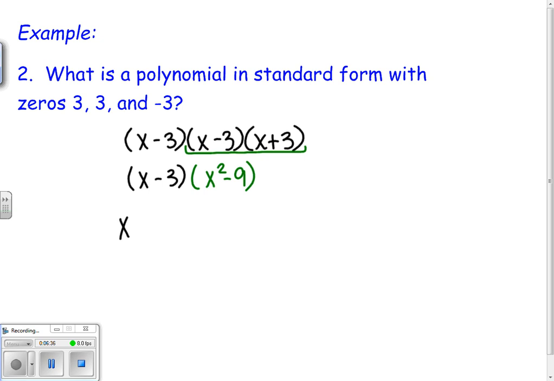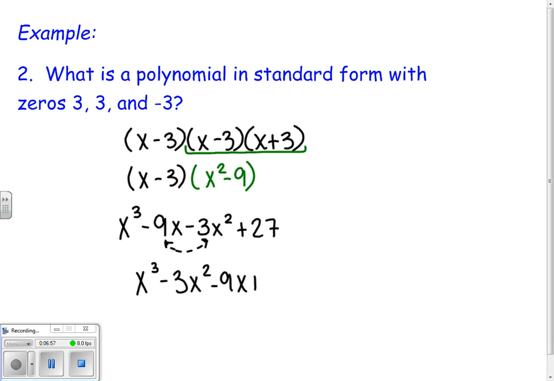So now I have to FOIL what's left. X times x squared is x cubed, and x times negative 9 is a negative 9x. Negative 3 times x squared is a negative 3x squared, and negative 3 times negative 9 is a positive 27. This is not in order. I actually need to switch these two so that they are in order. My final answer is x cubed minus 3x squared minus 9x plus 27. Cubic, 3 roots, all makes sense.